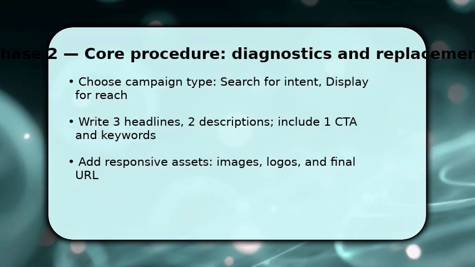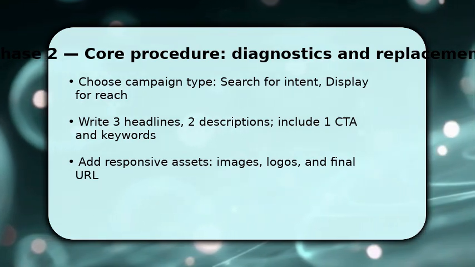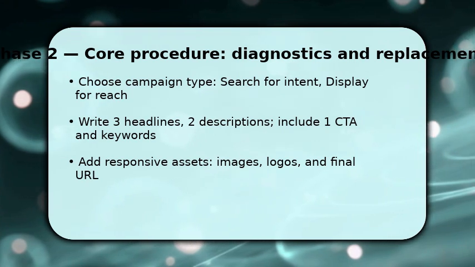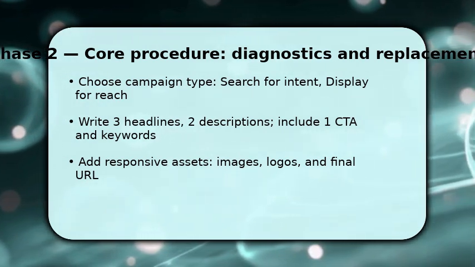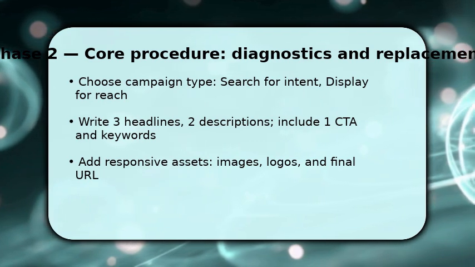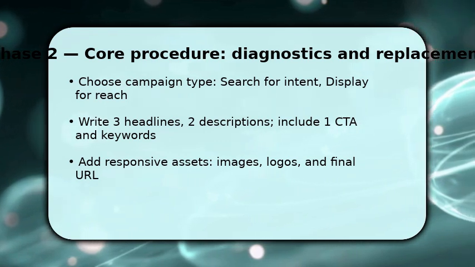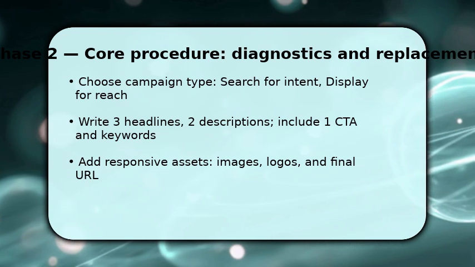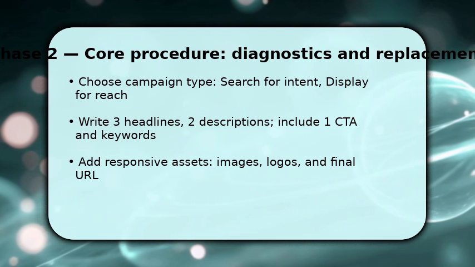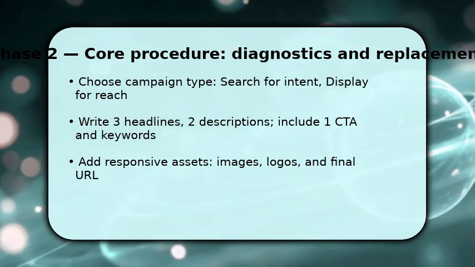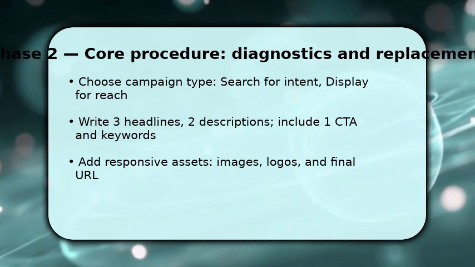You create a campaign and pick search if people already have intent or display when you need awareness. Next, craft multiple headlines and descriptions so Google can mix and match. This improves performance automatically. Once done, add exact match and phrase match keywords tied to intent, and set smart bidding like maximize conversions or target CPA for efficiency. Make sure to upload responsive assets, images and logos, and confirm the final URL works, because ad quality depends on relevance and landing page experience.